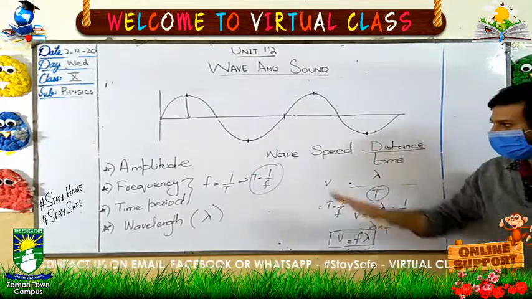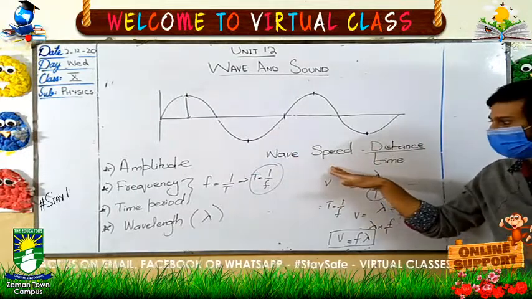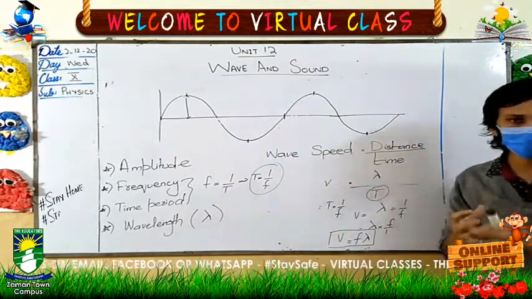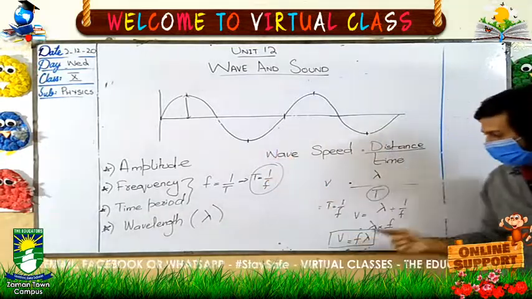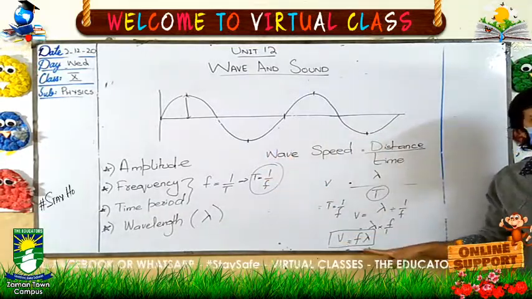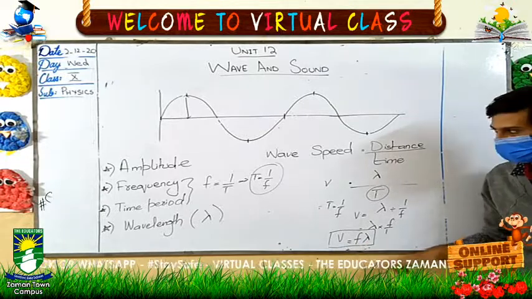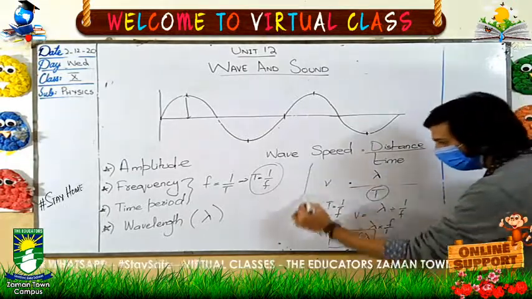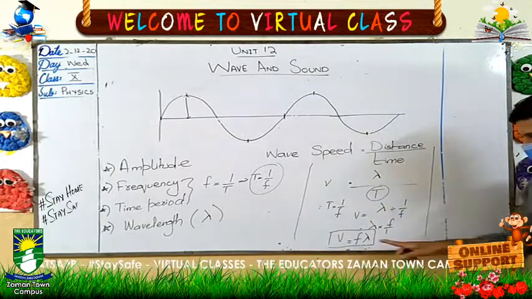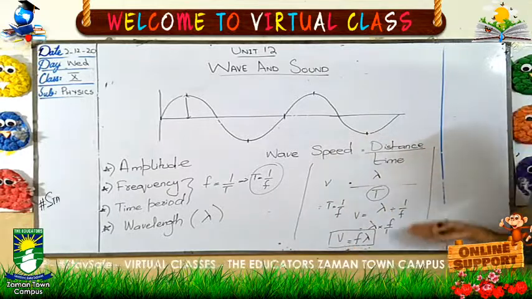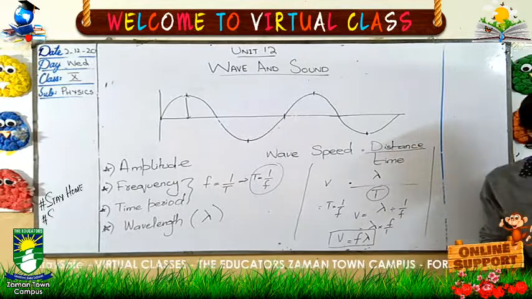Getting it? Okay. Now wave speed. Wave speed is the speed of the wave, the speed at which a wave is traveling. We have the formula for that, which is v is equal to f lambda. f is frequency and lambda is the wavelength. We found the formula with this short derivation. It is given in your book as well.